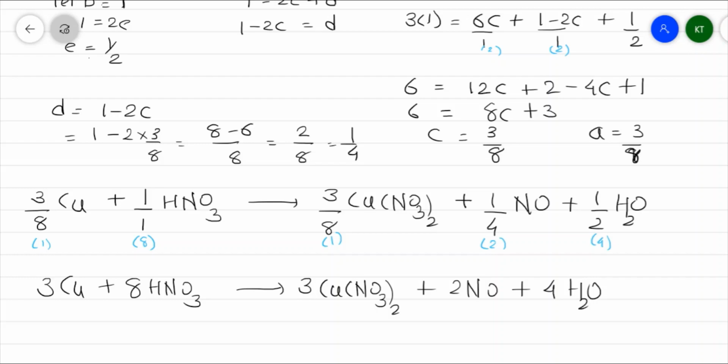Now let us check the number of atoms on the product and the reactant side. I have 3 copper on the reactant side, 3 copper on the product side. I have 8 hydrogen on the reactant side, 8 hydrogen on the product side. I have 8 nitrogen on the reactant side. Here I have 2 3s are 6 nitrogen with 3 Cu(NO3)2 and 2 with NO, so this is 6 plus 2, 8 nitrogen. 8 3s are 24 oxygen on the reactant side. So I have 3 2s are 6, 6 3s are 18 oxygen with 3 Cu(NO3)2, 2 oxygen here, so 20, and 20 plus 4, 24. So here also this equation is balanced.